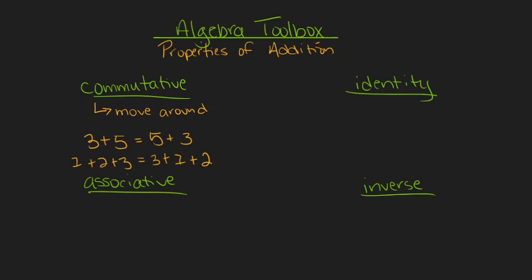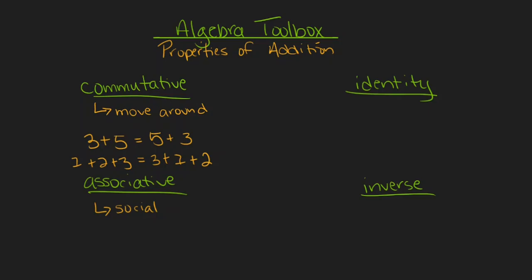Our next property is the associative property. I like to think of this one as being social and coming together. We can kind of hear that word social in associative. And so what this property tells me is that if I have a problem with all addition, that's a very important part of this property. It has to be all addition.